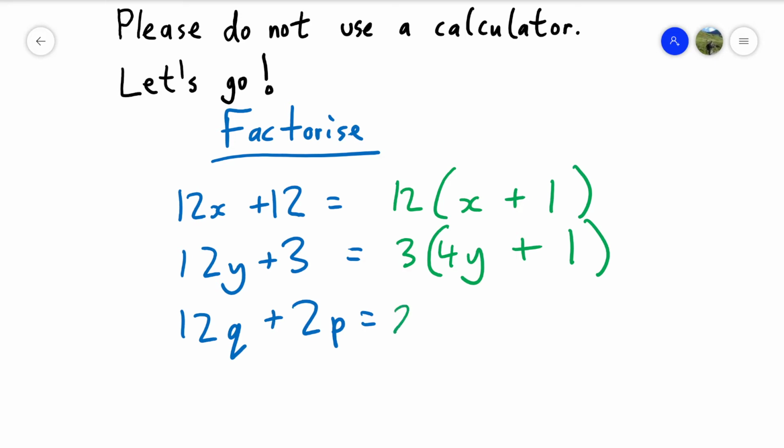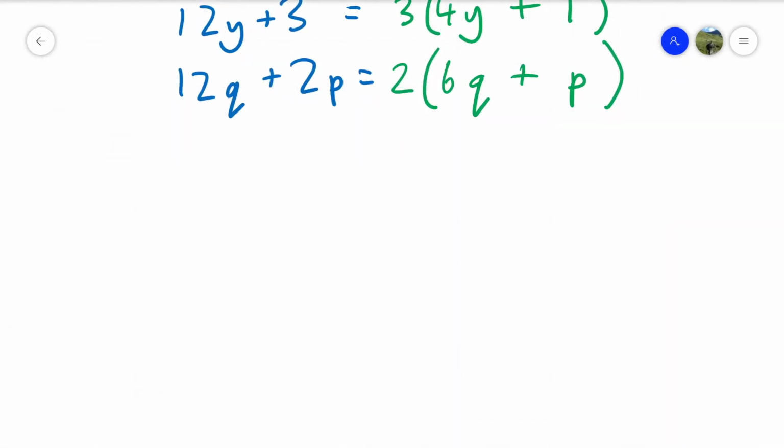Q and P are different. The only thing they've got in common is a 2, which means that's 6q, because times that by 2 you get 12q, and then p, because times that by 2 you get 2p. Let's do the next set of 3.